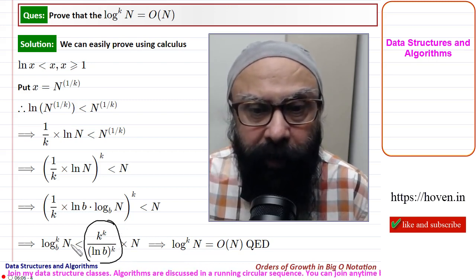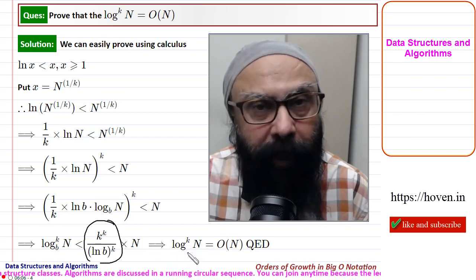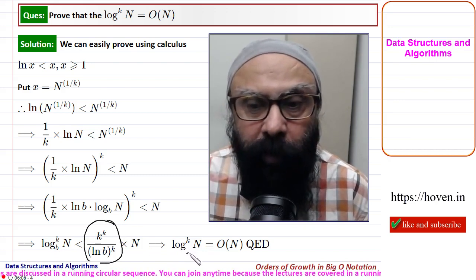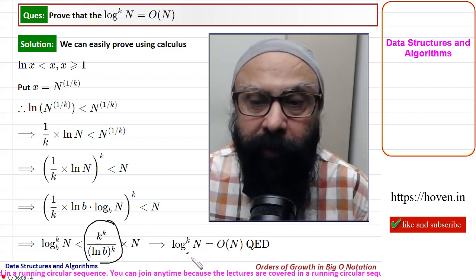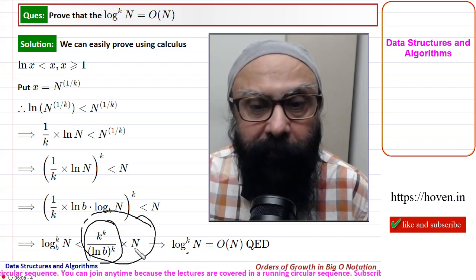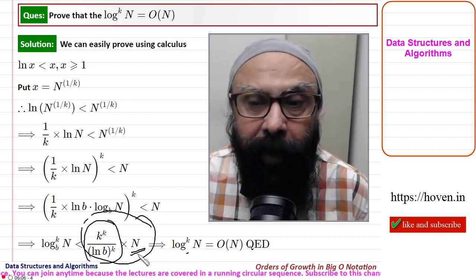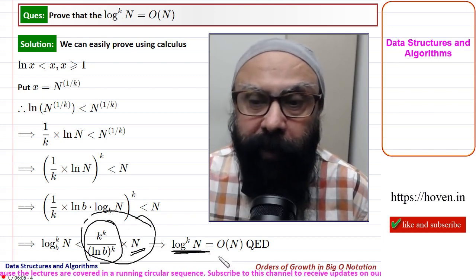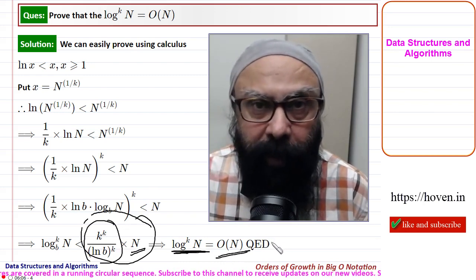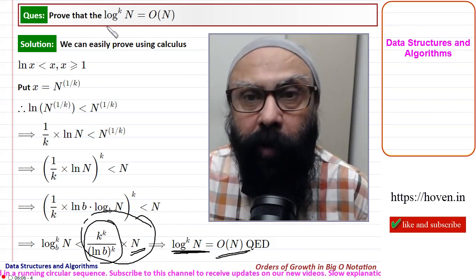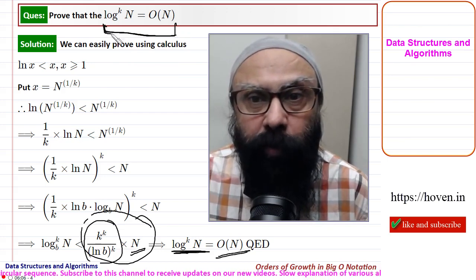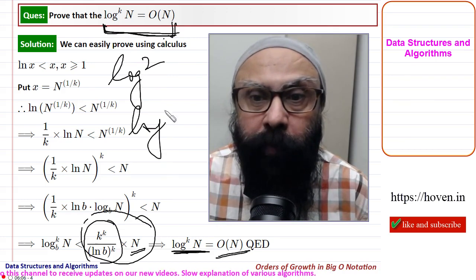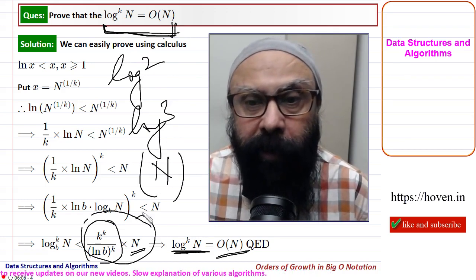This part is constant, and therefore we can see that log to the power k of n, for any generic base, I have removed b, which means any general base, will always be limited by a linear factor of n. Therefore the order of growth of log to the power k n can be written as O(n), which proves the assertion, and therefore log to the power k n is always of the order n. Log square, log cube, they all grow at most linearly.